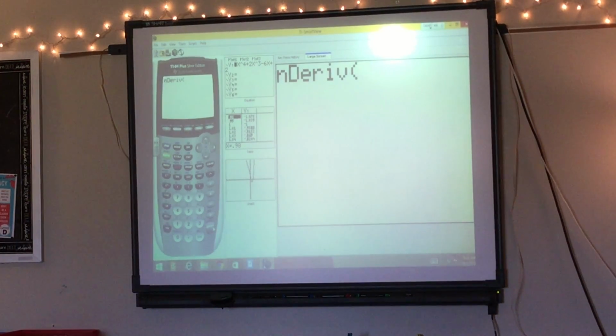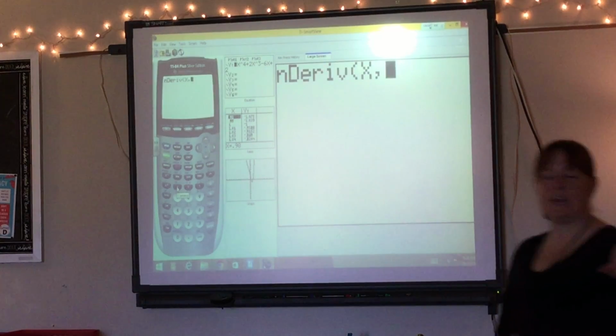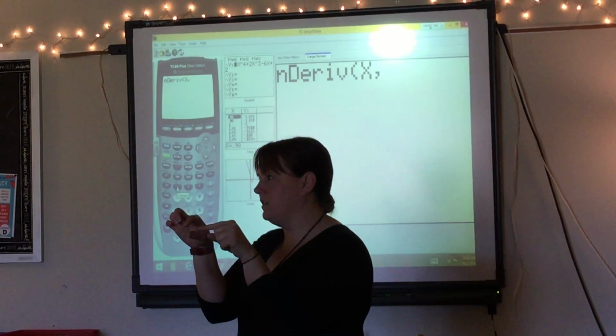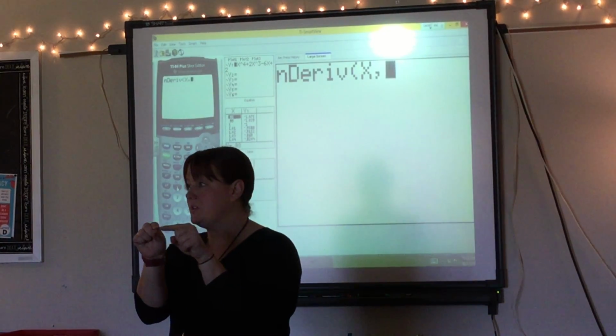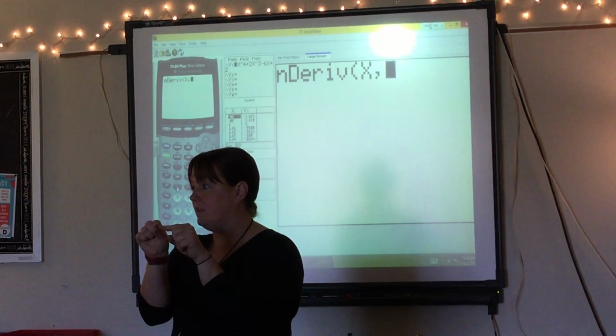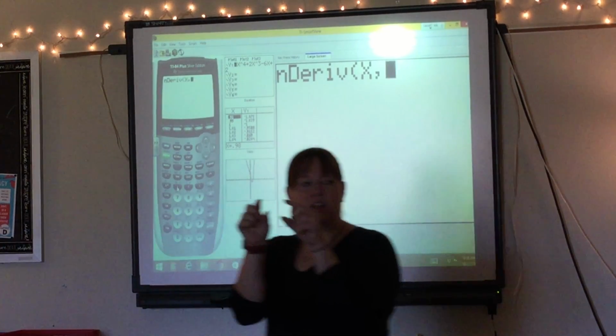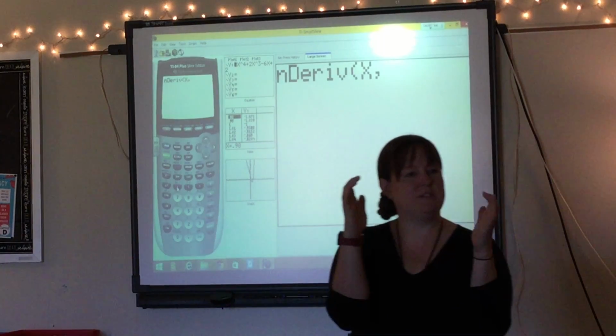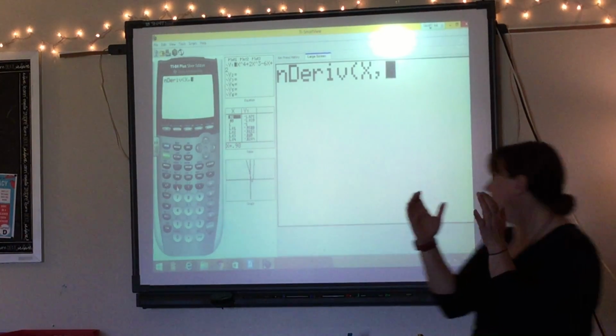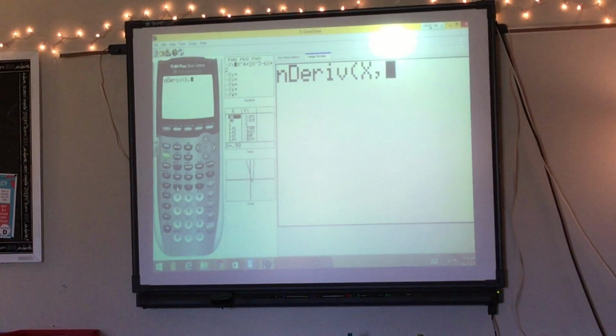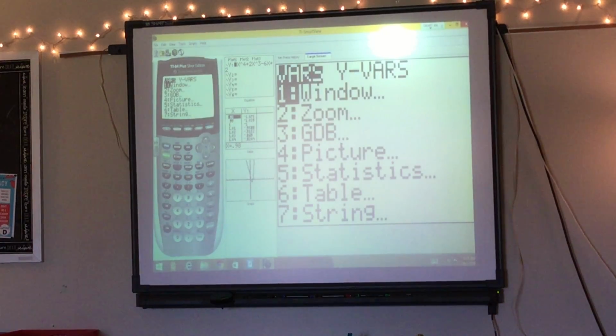So for the old school one, I think we have to do number 8, X, comma. For you guys that have the really nice one, it looks like D something. Put an X comma there because we're doing the derivative with respect to X, right? Then you have parentheses. Inside your parentheses, for those of you who have old school, we put a comma, and we're going to find that function we just put in. So you're going to push vars.